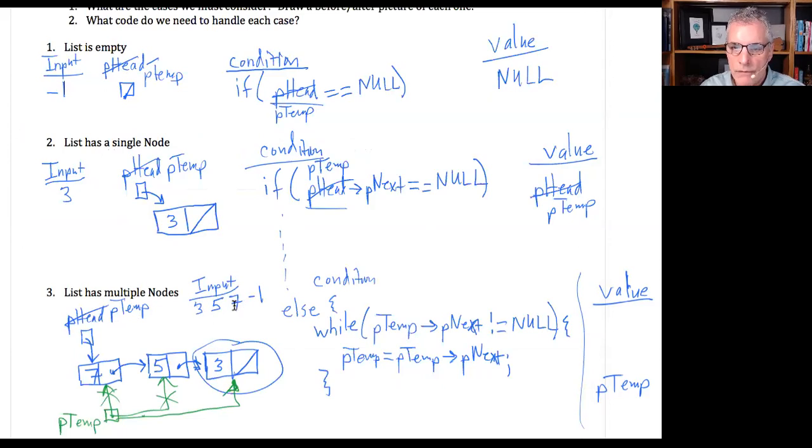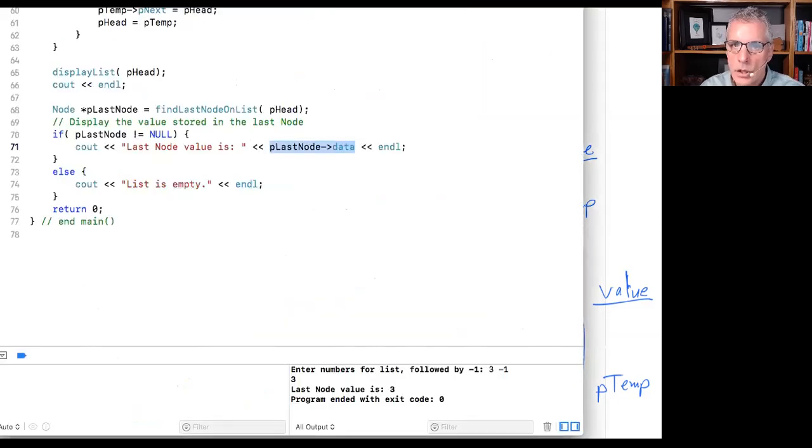And now multiple nodes. So we'll have the input of 3, 5, 7, and -1. And what we expect is p temp is going to bounce down the line until it gets to the last node, and it again would be printing out 3. So let's try that with multiple nodes. So we run it, and multiple inputs, 3, 5, 7, -1, and it prints out the list for us, 7, 5, 3. The last node value is 3. Looks like it's working fine.